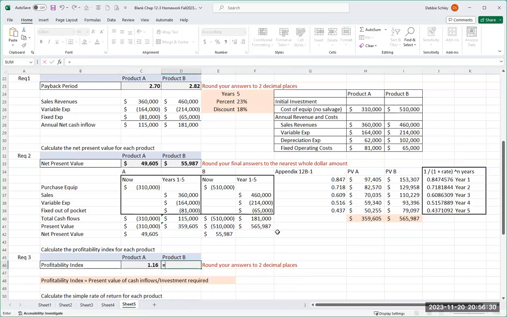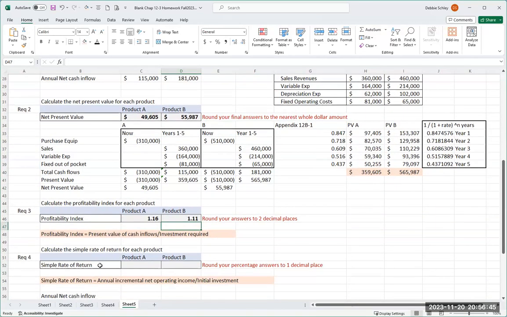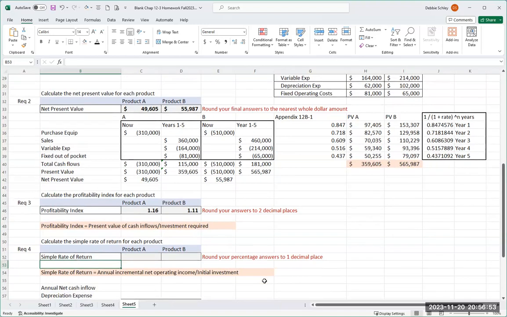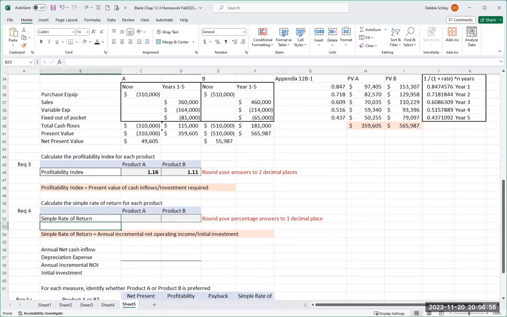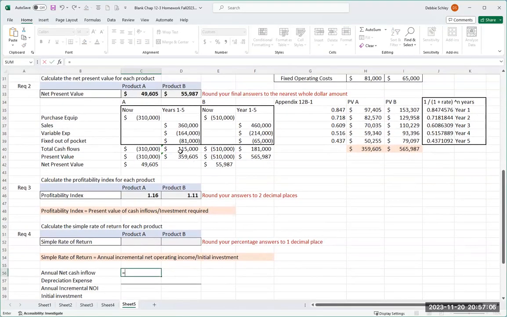So for product B, the present value of the cash inflows for all 5 years divided by the initial investment. So I get 1.11. Okay, simple rate of return. Annual incremental net operating income divided by initial investment. So my annual, right? I'm doing annual. So my annual incremental for A was the 115.